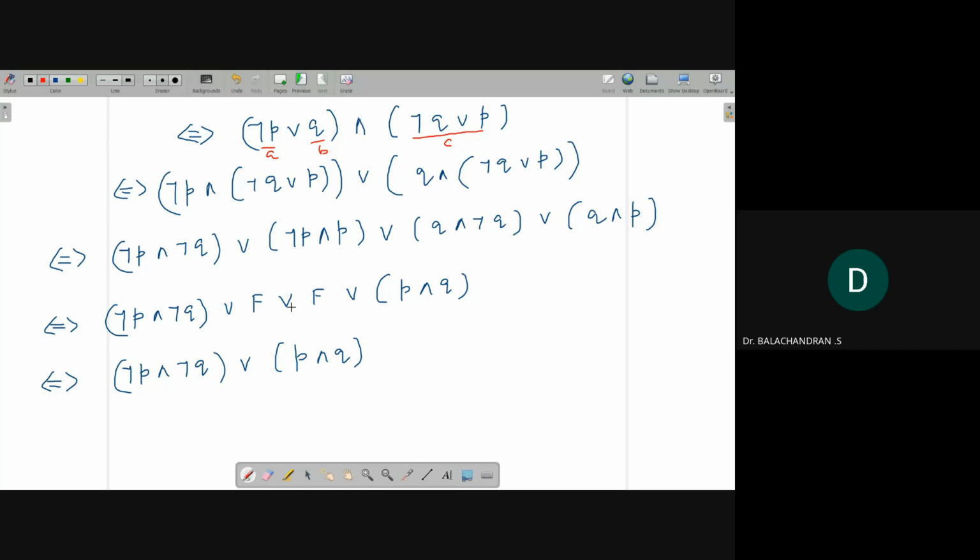So we know that, consider this is P, P or F is what? P. Similarly, F or P is P. So we got the final answer: the negation of P or the negation of Q is equivalent to P and Q. So this is a proof. And this is, I think, the third one. Next, the fourth one.